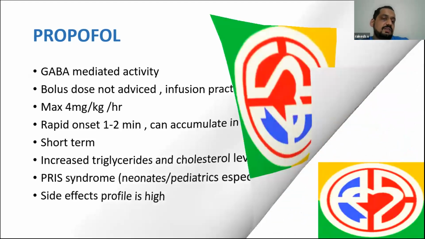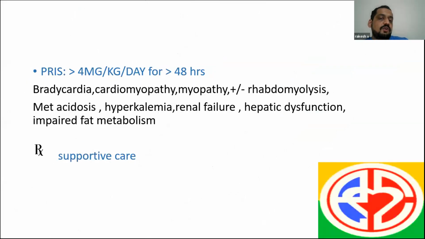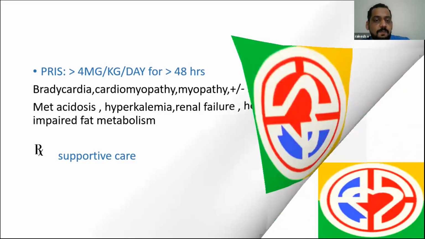So what is meant by PRIS syndrome? If you are going to use propofol at more than 4 milligrams per kg per hour for more than 2 days, then there is a chance of propofol infusion syndrome, wherein the patient will have bradycardia, cardiomyopathies, myopathies with rhabdomyolysis. The patient's ABG will show metabolic acidosis, and the potassium levels will shoot up when the patient is on PRIS syndrome. There is a higher chance of renal failure. Sometimes you need to go for dialysis also. Treatment is simply stopping the drug, and otherwise it is only supportive care.